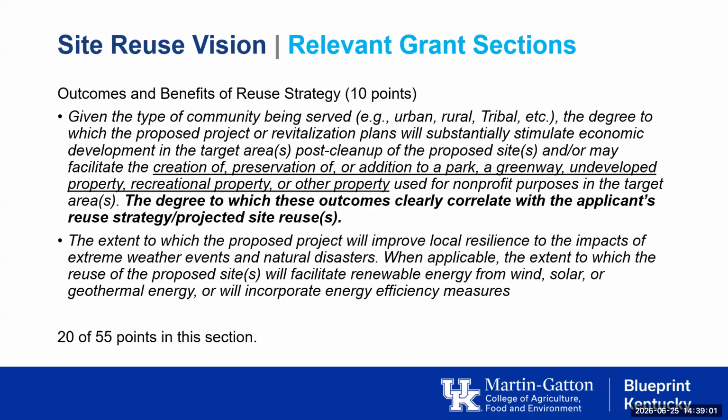And across these two sections here, where site reuse is pretty prominent, you can see it accounts for 20 of 55 total points in this section. So to not have a fully articulated site reuse in this section could cost you almost half of your scoring points, which could completely derail your EPA grant application.